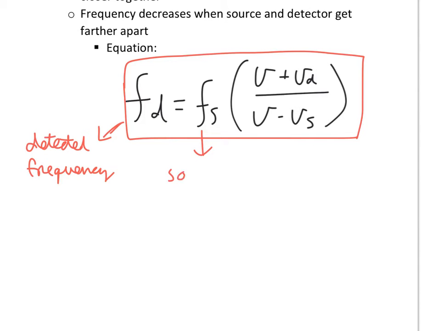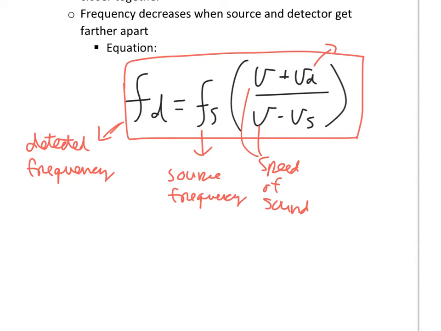This is the source frequency. So this is the frequency that's actually being produced, and that's a constant. In other words, this doesn't change because the frequency of the source isn't going to change. What does change is the detected frequency as the objects are moving relative to each other. Both of these V's, so this V and this V, are the same thing. Speed of sound. So that's where you want to use that 343 meters per second.